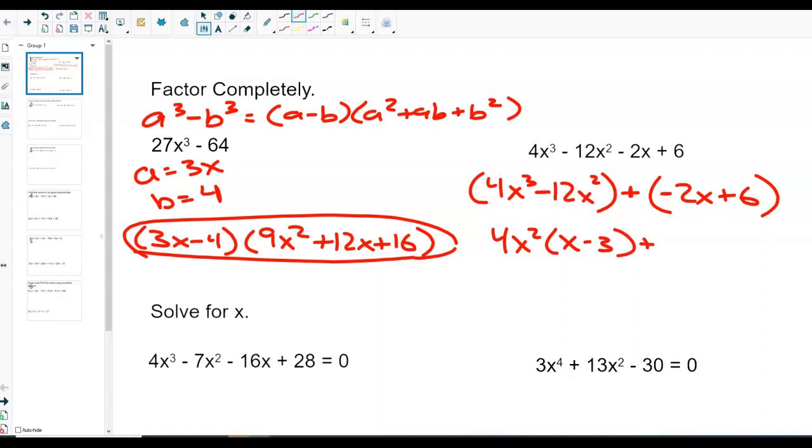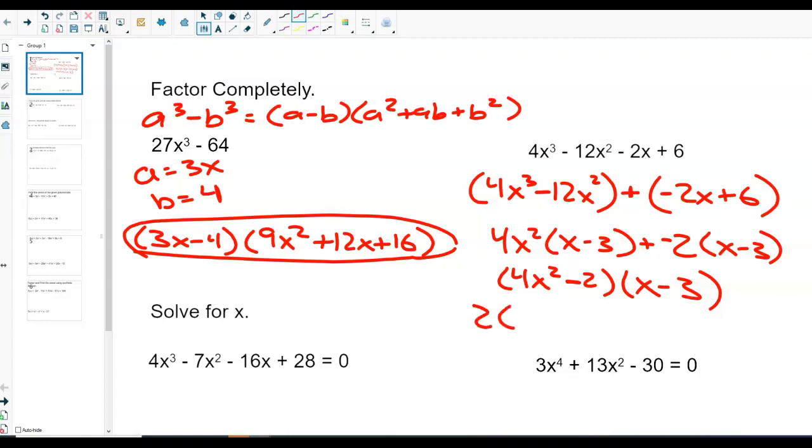A negative 2, and we're left with x minus 3. And then we're left with 4x squared minus 2, x minus 3. Now I gave this problem intentionally. Sometimes there could be a difference of 2 squares left behind. You'd have to factor that further. In this case, there's a GCF I can pull out of this one. This is the correct final answer.